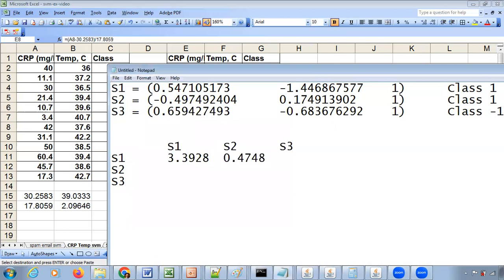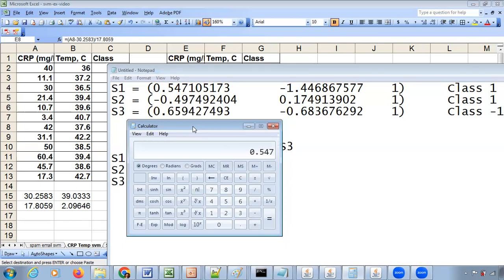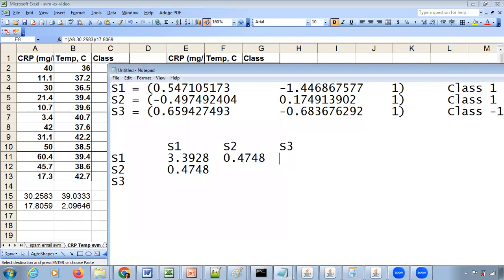Now you can see there's symmetry here. S1 times S2 is the same as S2 times S1. So immediately you can say S2, S1 is 0.4748 as well. Then S1, S3 is going to be 0.475471 times 0.6594. And then this is a minus and minus, so actually it will be plus. So 1.4469 times 0.6837, and then a plus 1 coming from that. So it's 2.35. So this is the same as S3, S1 as well.